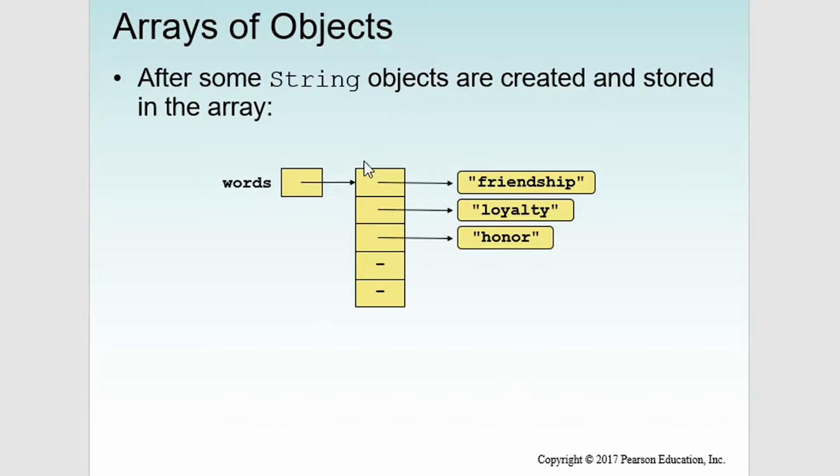So here's the words array. It's holding references to objects. So the words array actually points to a reference, and that reference points to the string object. So they have 3 strings inside of this array.